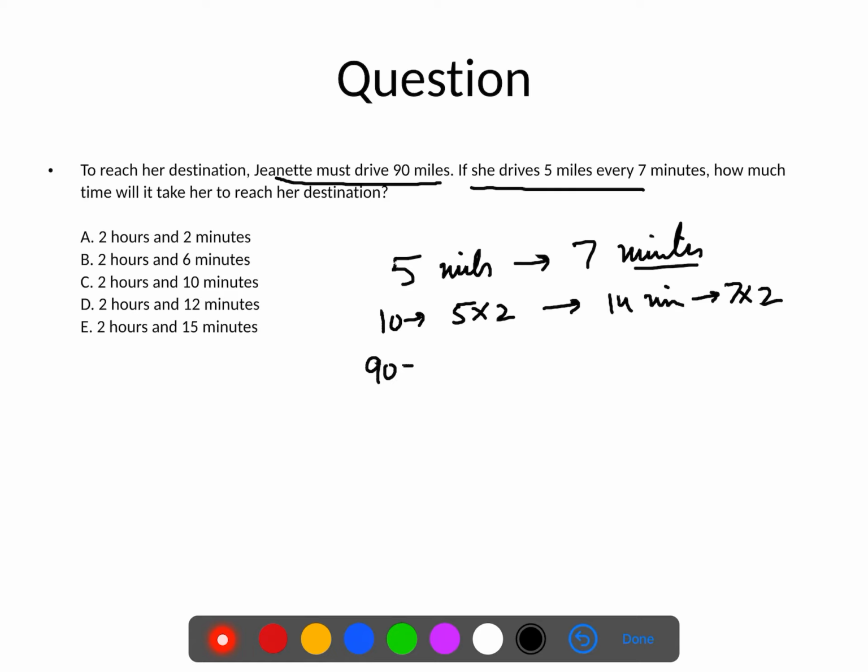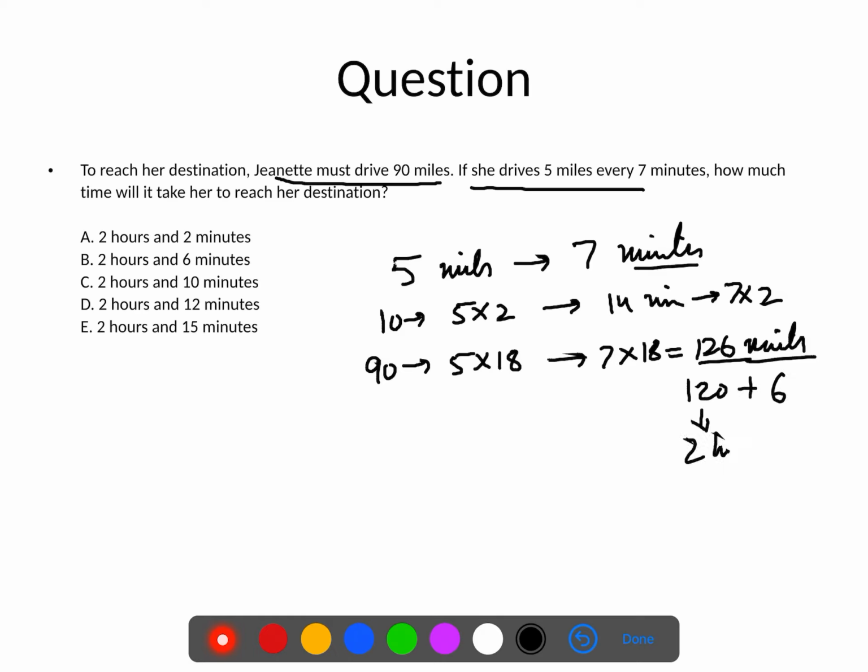Now if I need to do 90 miles, 90 means 5 into 18. I'll take 7 into 18, 126 minutes. So that is the time I'll take. But if you see, the options are in hours. So 126 is 120 minutes plus 6 minutes, that is 2 hours plus 6 minutes. So that is our answer. So be careful about the units. There could be situations wherein in the question we have minutes or feet, and the answer options we have hours or kilometers or miles. So just be conscious about that.